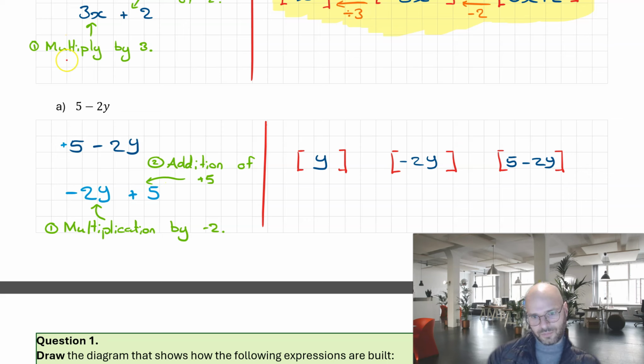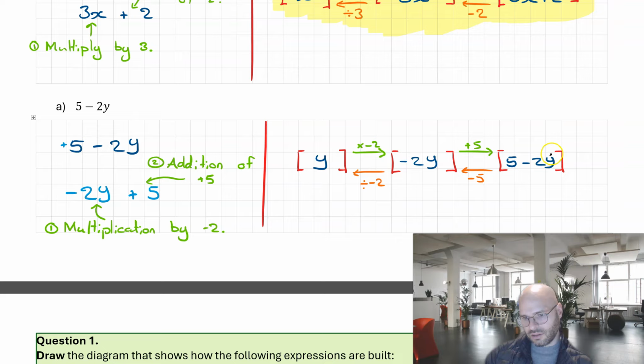Putting this together, my construction is first I multiply by negative 2, and then I add 5. After this, to build a destruction, rather than adding 5, I take 5. Rather than timesing by minus 2, I divide by minus 2. So you can see, starting from y, I times by negative 2 and it becomes negative 2y. I add 5 and it becomes 5 take 2y.